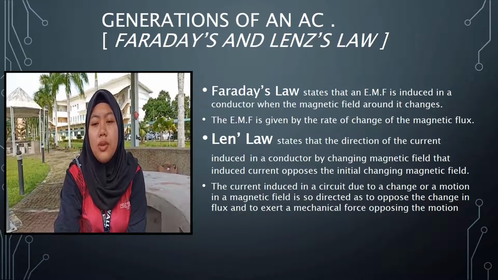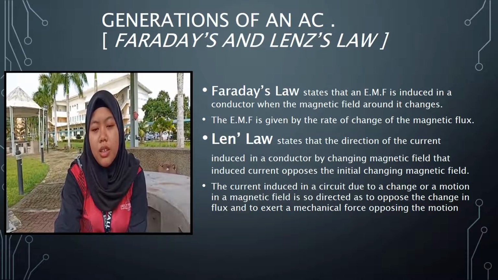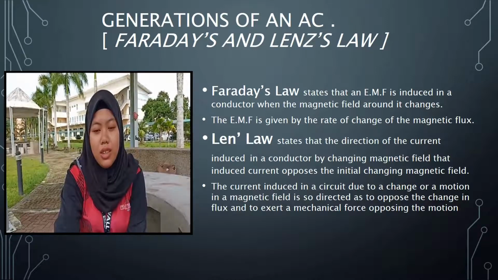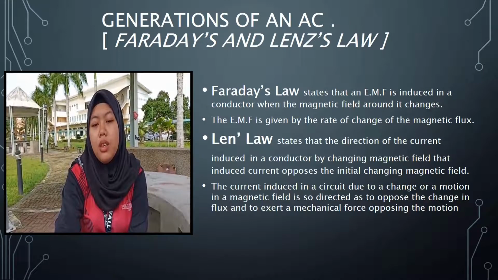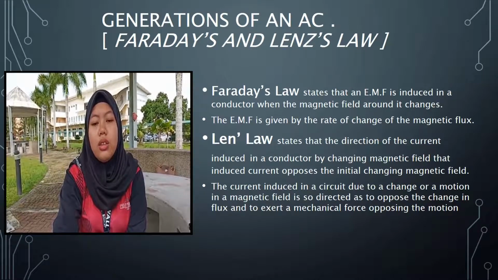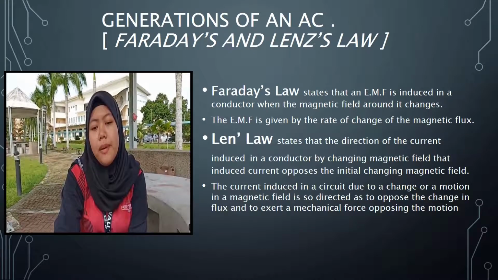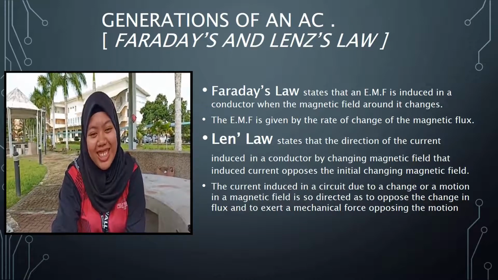The current induced in a circuit due to a change or a motion in a magnetic field is so directed as to oppose the change in flux and to exert a mechanical force opposing the motion. Current waveforms produced: one loop and two-pole magnet.